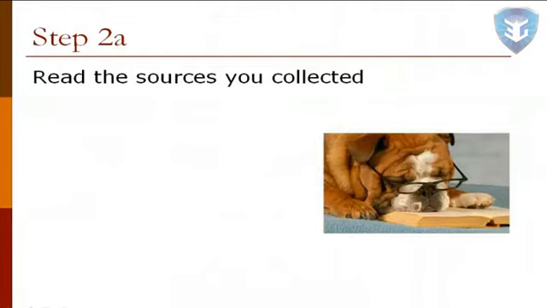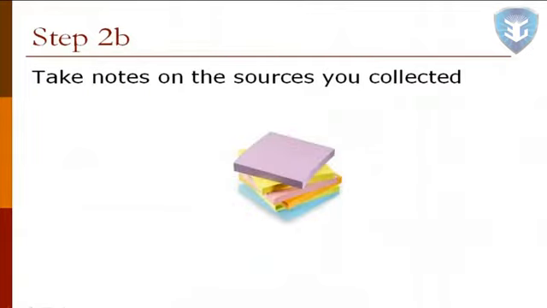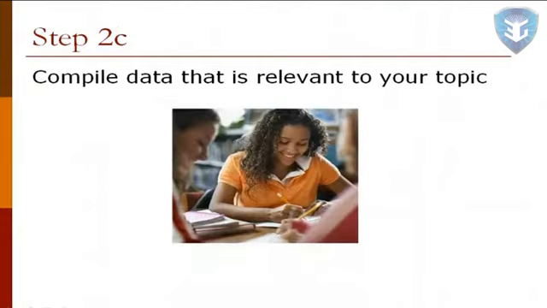Okay, now you've collected some sources, so what do you do? Well, you sit down and read them. And as you're reading them, you need to take notes on those. You can take notes in a variety of different ways. Whichever way works for you, whether 3x5 cards or 3-column note taking, or whatever method you prefer, you can do that. Afterwards, you take a look at all of the information that you've located and you compile what is relevant to your specific topic.